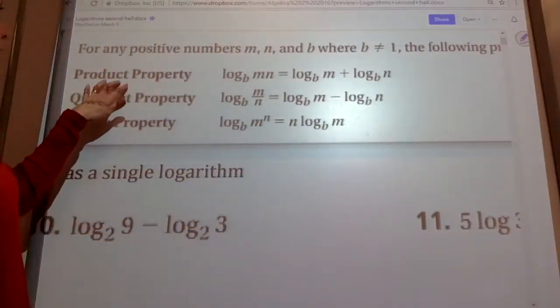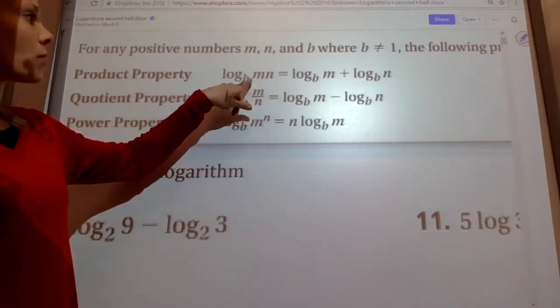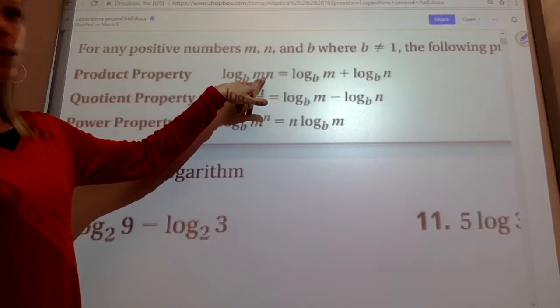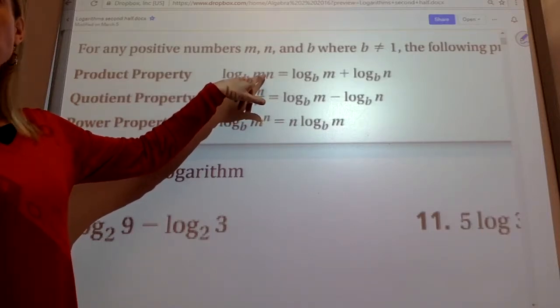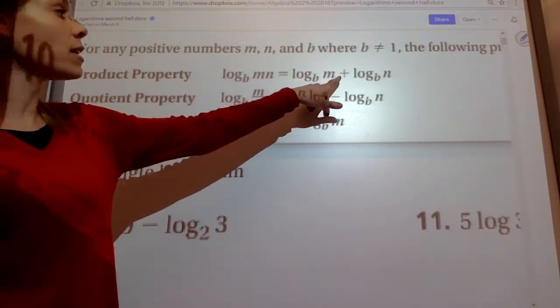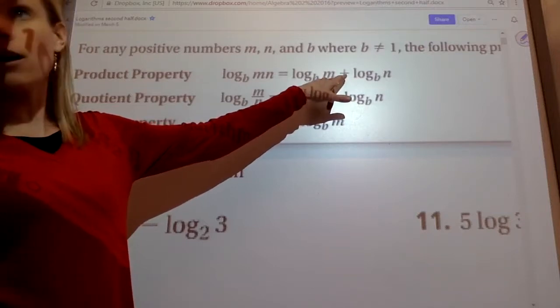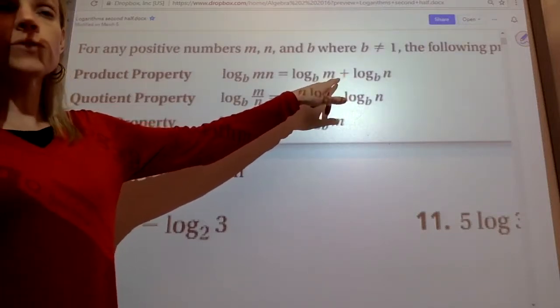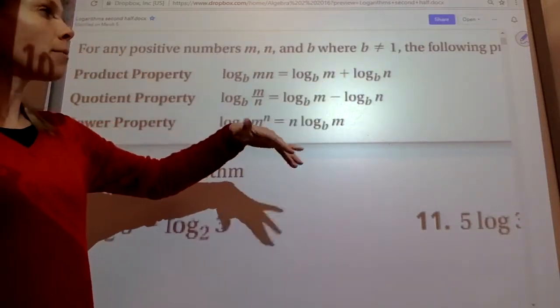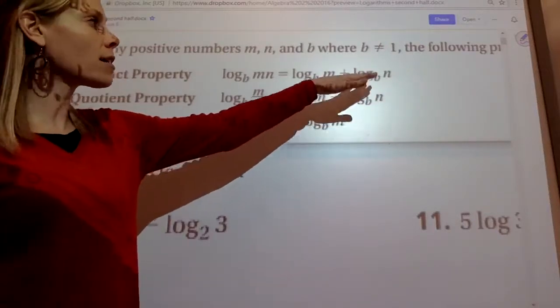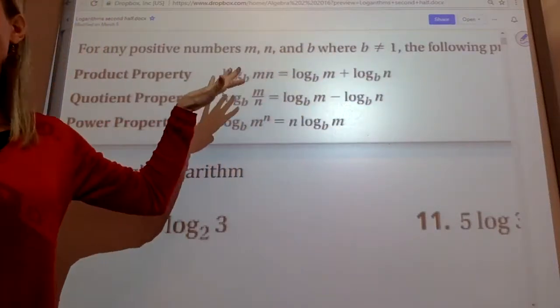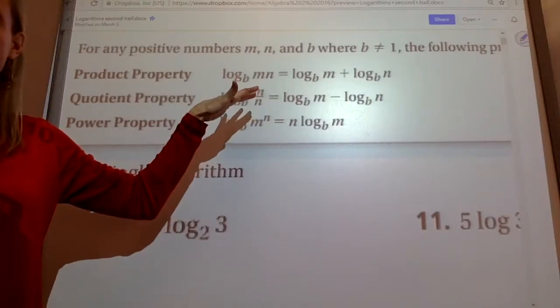When you're looking at the product property, what you should notice is that, of course, there's a product there, multiplication. But what follows with the multiplication is the addition of logs. So whenever you see a problem that has an adding of logs, this property should be the first one you look at.